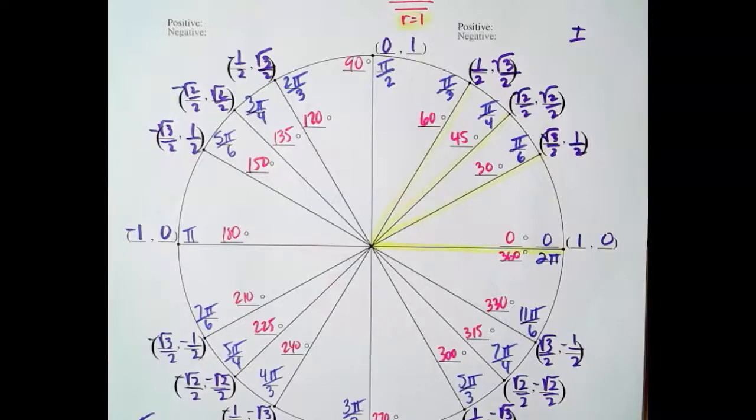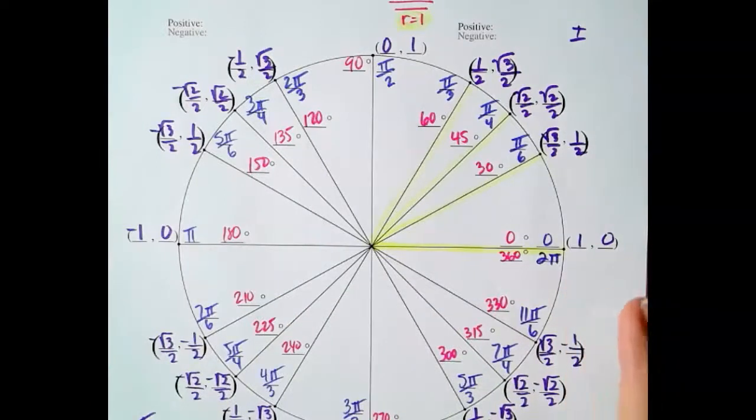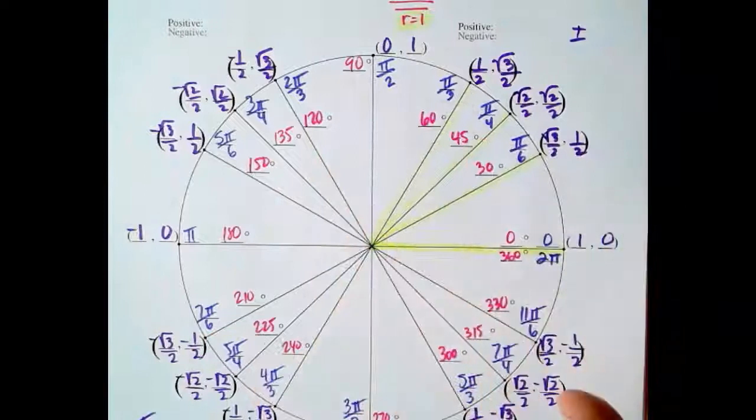This is part 2 of our exploration of the unit circle, and we're going to learn in this video how we can utilize the unit circle to help us evaluate trigonometric ratios. So this is what your unit circle should look like. It should be all filled in, all of our special angles all the way around.